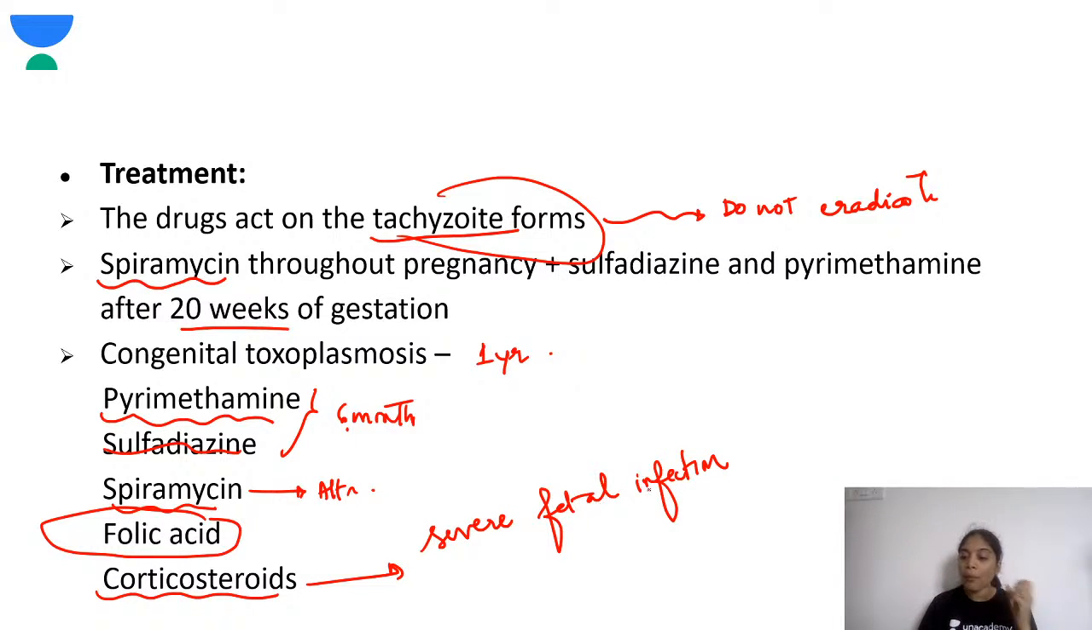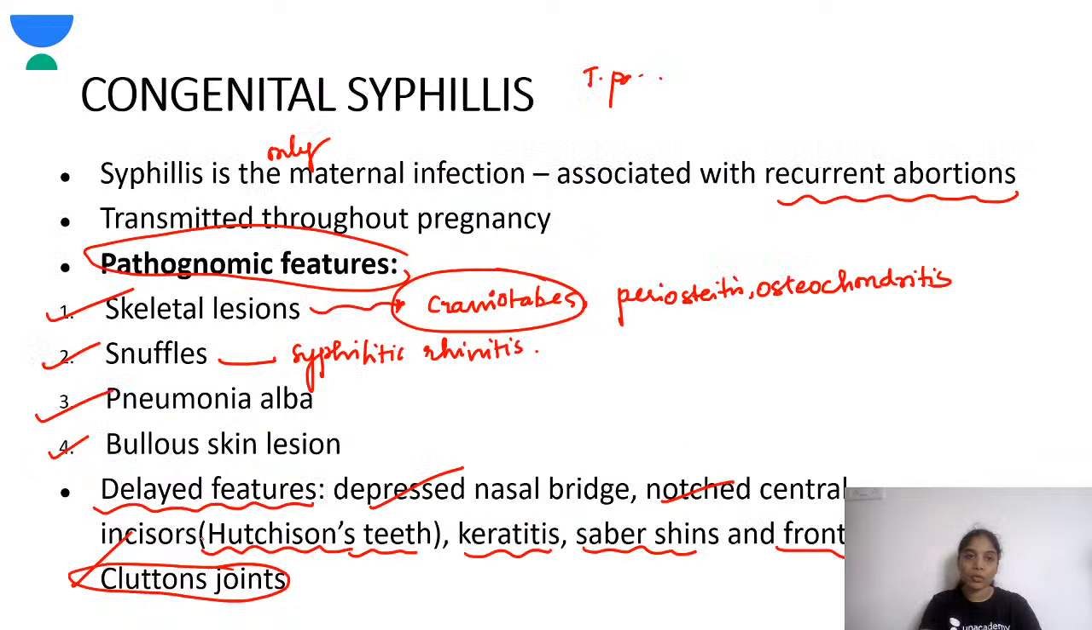Next, when a child is born with congenital toxoplasmosis, this treatment lasts for 1 year, right? Pyrimethamine and sulfadiazine is given for 6 months. After the next 6 months, it is given with pyrimethamine, an alternate dose. Along with pyrimethamine, you give folic acid, and in severe conditions of toxoplasma infection, you give corticosteroid.